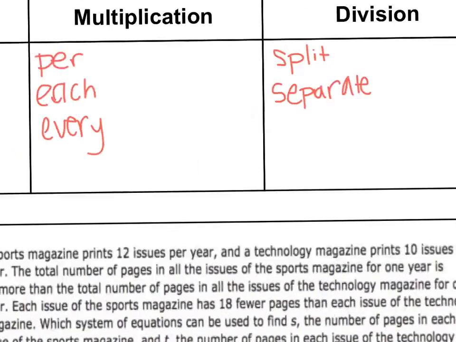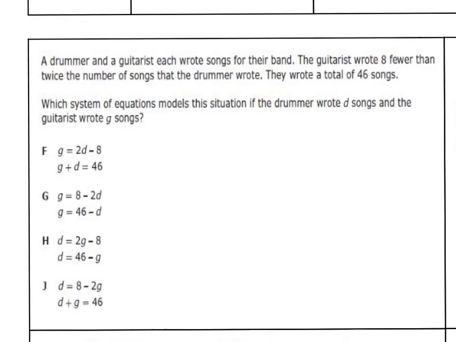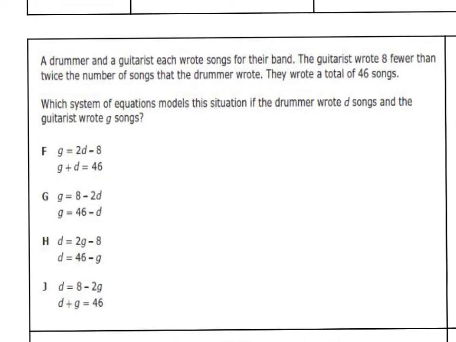So let's go ahead and look at some of the questions. On the first one, we can see that they're using the letters G and D, and we need to know what that corresponds to. So we can read our first sentence. A drummer and guitarist each wrote songs for their band. So drummer must correspond to D, and guitarist must correspond to G. The guitarist, so we're going to write a G when I see the word guitarist, wrote 8, circle our numbers, fewer. That means minus 8, not 8 minus. Remember, if you're thinking about fewer, 8 fewer than your age, you wouldn't do 8 minus 15. You would do 15 minus 8.